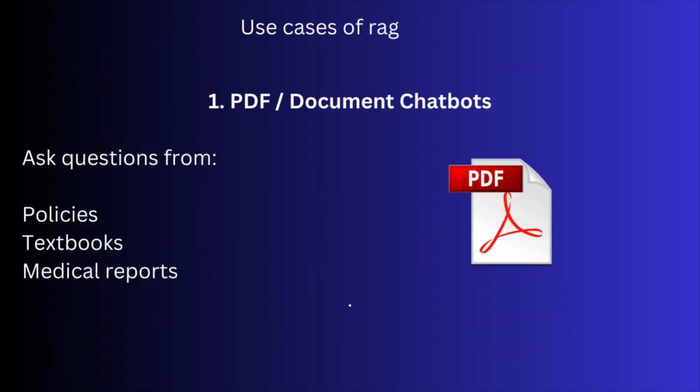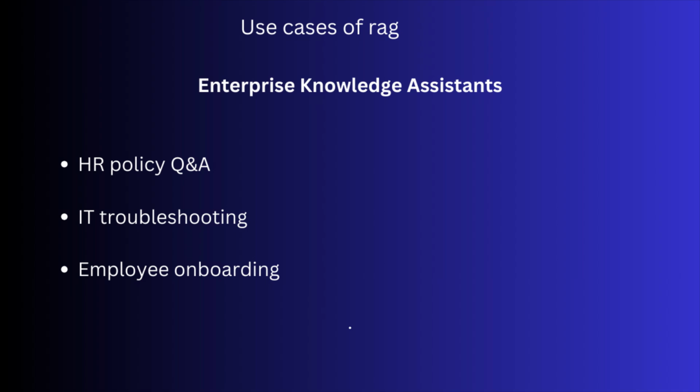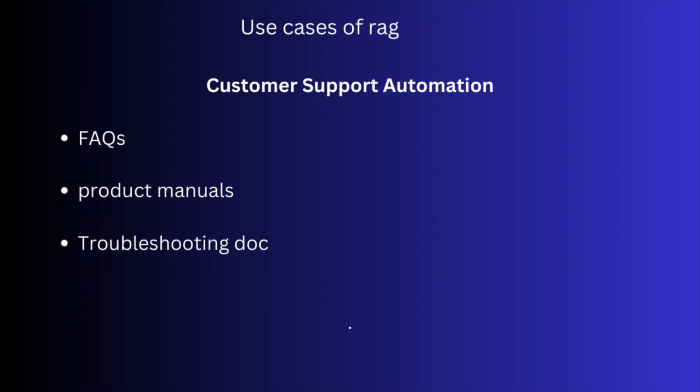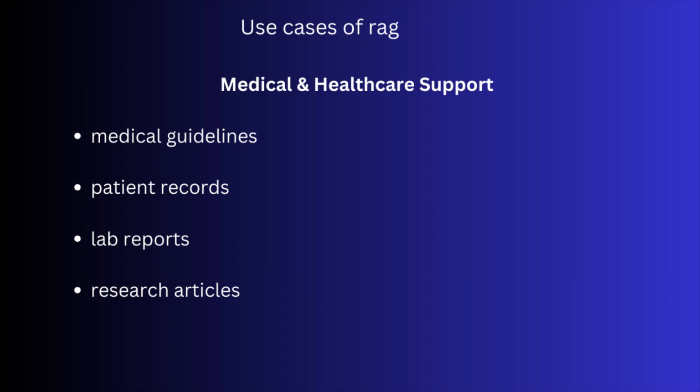Now we can check some of the use cases of RAG. First one is PDF or document chatbots. You can ask questions from policies, textbooks, medical reports, contracts, research papers. Enterprise knowledge assistance. You can use RAG in companies for HR policy, QA, IT troubleshooting, employee onboarding, etc. Customer support automation for FAQs, product manuals, troubleshooting docs, etc. Medical and healthcare support. We can retrieve context from medical guidelines, patient records, lab reports, research articles, etc. So these are some of the use cases of RAG.